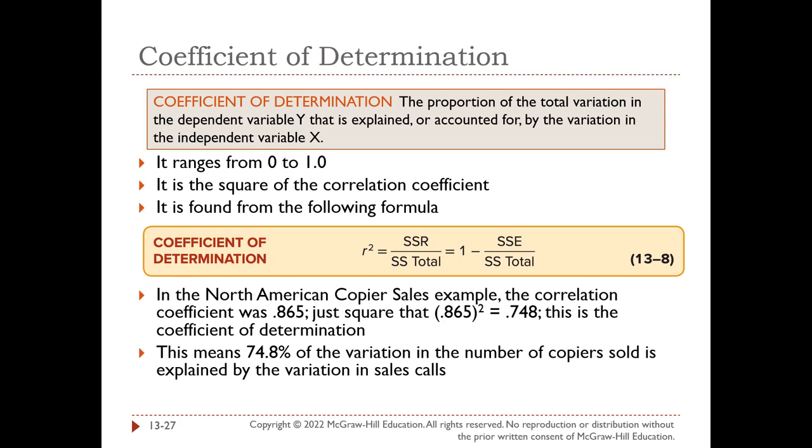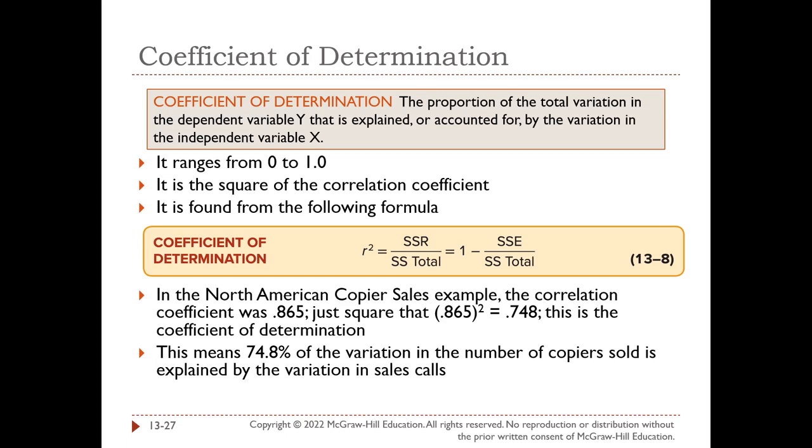So in the North American copier sales example, the correlation coefficient was 0.865. Just square that and we get 0.748, this is the coefficient of determination. So if we know r, we're good to go. This also will help if we don't know r, because if we know SSR and SS total, or 1 minus SSE and SS total, we can actually go backwards. Both of these are from our ANOVAs from chapter 12.